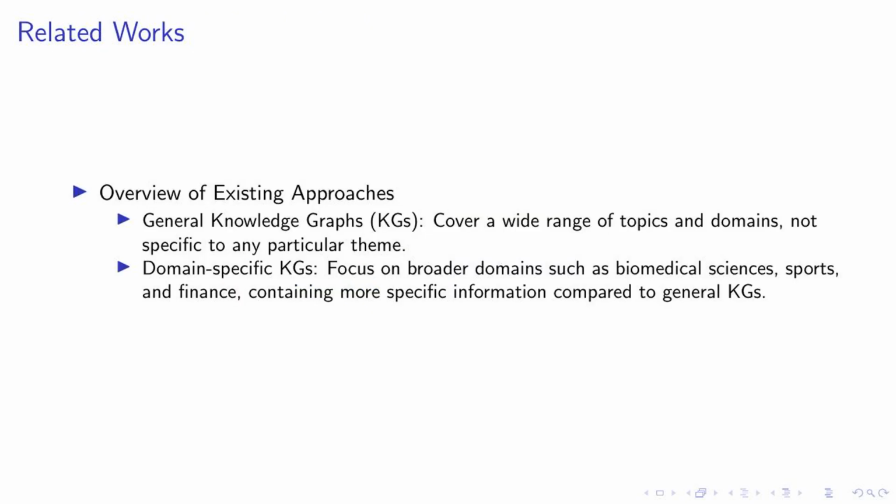Moving on to our discussion of related works, we first look at the existing approaches to knowledge graph construction. There are two main types of knowledge graphs. The first type is general knowledge graphs, or KGs. These KGs cover a broad spectrum of topics and domains, making them versatile but not particularly specialized. On the other hand, we have domain-specific KGs. These are more focused, targeting broader domains such as biomedical sciences, sports, and finance. They offer more specific information compared to their general counterparts. However, both types have their limitations, which we will delve into as we progress in our discussion.